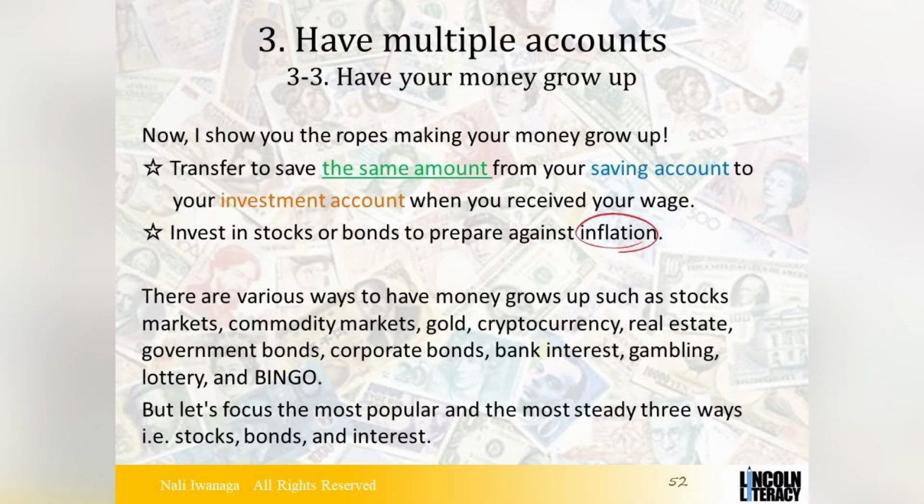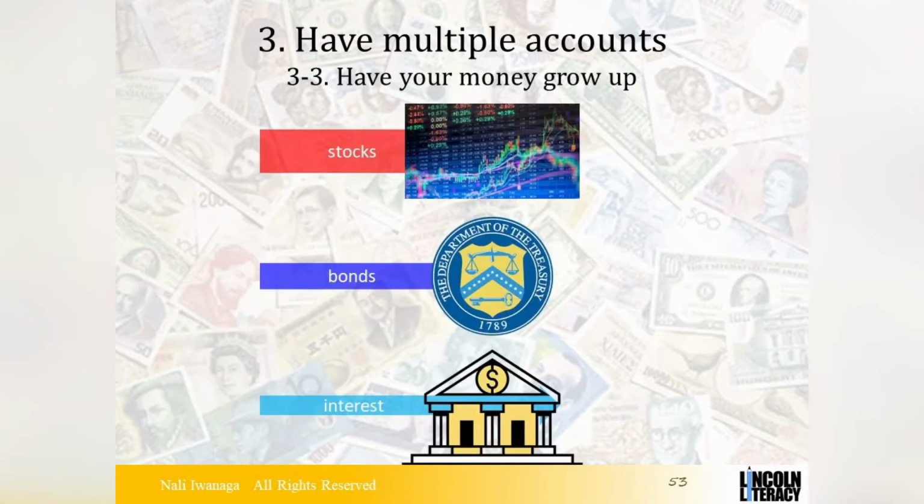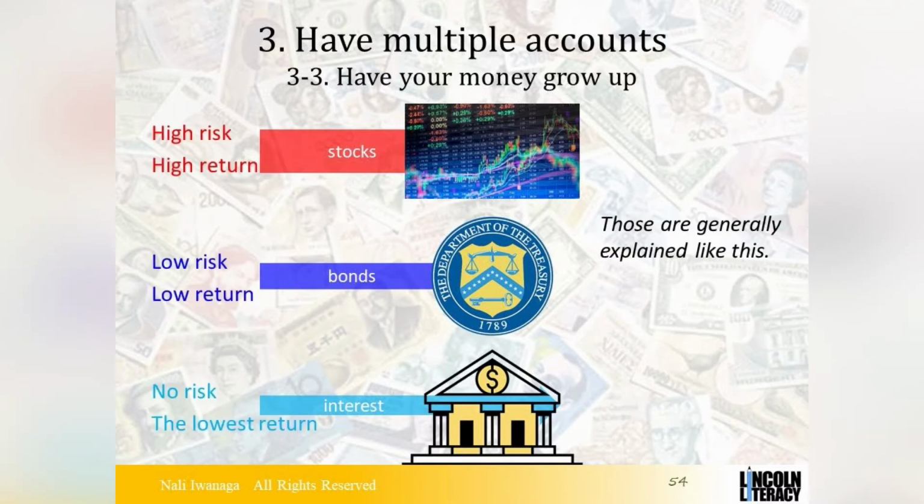There are various ways to have money grow up, but let's focus on the 3 most popular and the most steady ways. Stock market, government bonds, bank interest. Those are generally explained like this. High risk, high return. Low risk, low return. No risk, the lowest return.